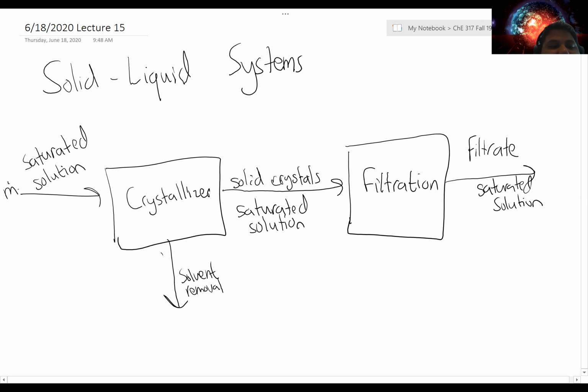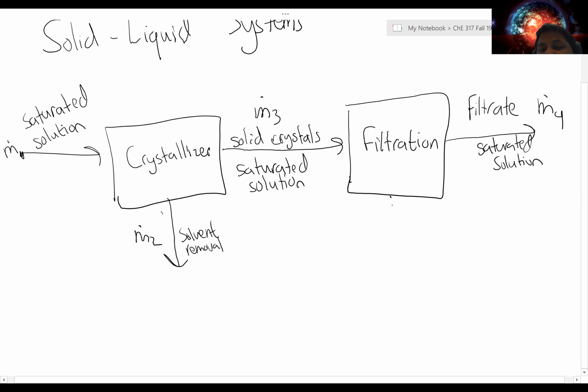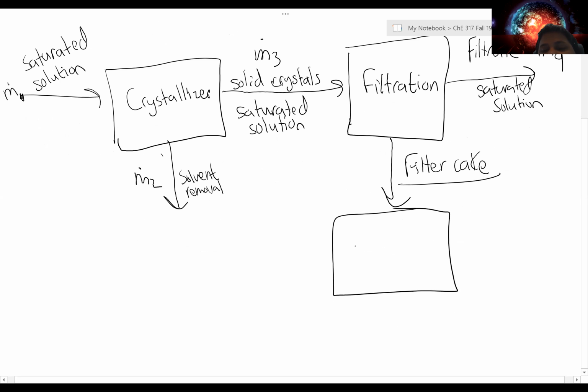So I'm going to say this is M1, M2, M3, M4. And then what remains is what gets retained by the filter. A lot of times it's referred to as a filter cake, which, depending on the nature, sometimes this process will end here, but oftentimes you might see it moved through a dryer, which removes the solvent from the solid crystals in that cake.